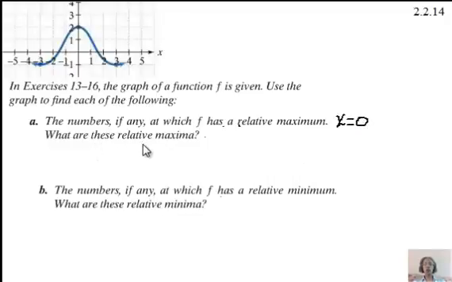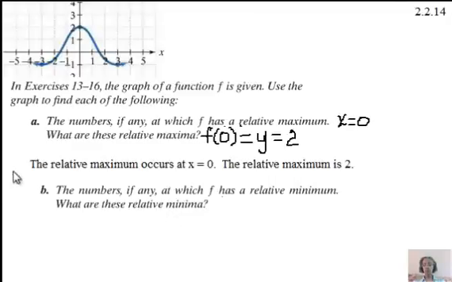Then we're asked, what are these relative maxima? Maxima is the plural of the singular word maximum. The relative maximum is actually the function's value at the point where the relative maximum occurs. So in this example, that would be f of 0. The relative maximum or maxima are always the y values, or the function values. In this case, that's y equal to 2.